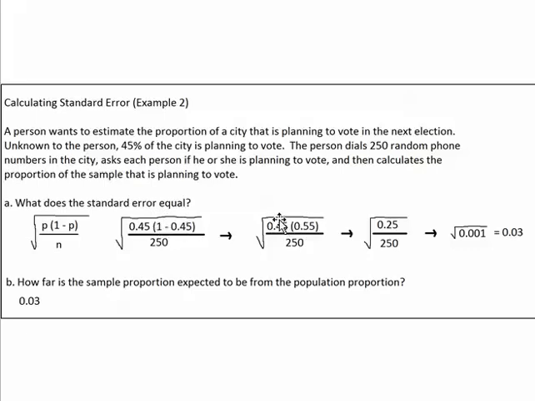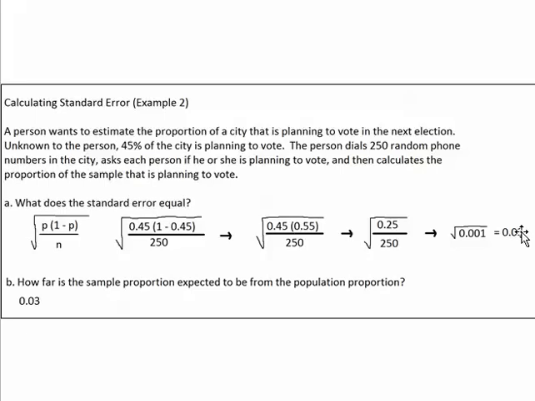Then you multiply on the top of the fraction. 0.45 times 0.55 is 0.25. Then you divide this top number by the sample size of 250. 0.25 divided by 250 is 0.001. I left it to 3 decimal places. And then the square root of this, if you press the square root key, is 0.03.